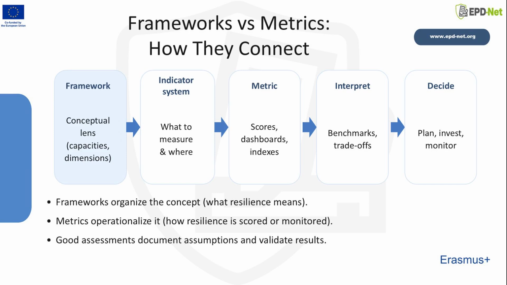A common source of confusion is the difference between frameworks and metrics. A framework is the conceptual structure that defines what resilience means in a given assessment. It identifies relevant dimensions, capacities, or subsystems. A metric is the operational side, the indicators, scores, dashboards, or composite indexes used to measure those dimensions. In a well-designed assessment, the framework comes first. It clarifies what matters and why. Then an indicator system specifies what will be measured and where. Metrics convert those measurements into forms that can be interpreted, benchmarked, and used in decision-making.